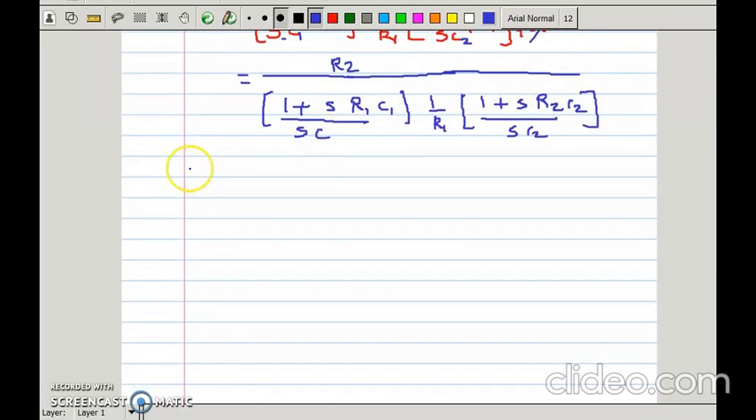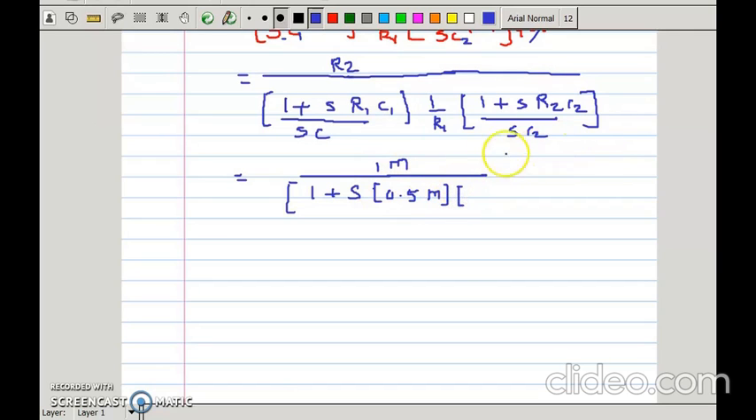What is the value of R2 here? Value of R2 is 1 mega ohm, right? So we call it 1 mega ohm divided by 1 plus SC. So S R1, what is the R1? Again it is 0.5 mega ohm, right? Better to write down separately. It is 0.5 mega, right? And C1.